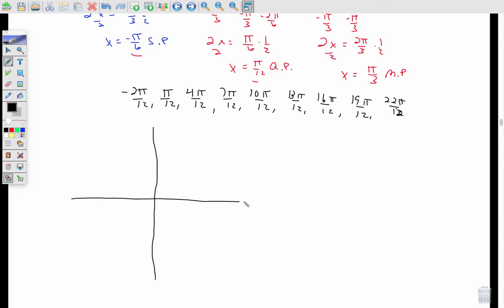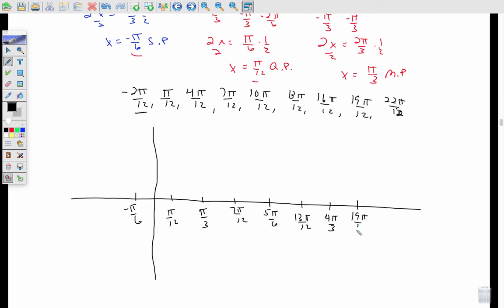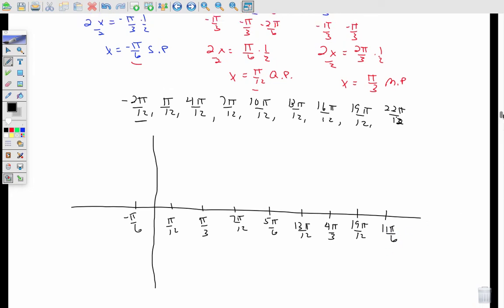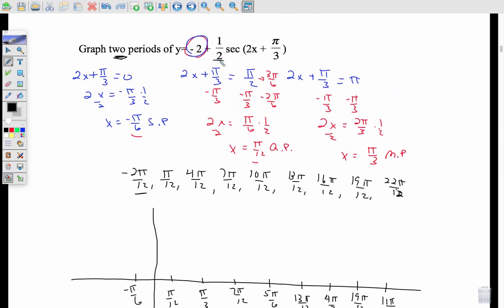So we'll go ahead and graph now. Sketching a graph. Putting our x and y axis out here. Negative pi over 6 is this first term simplified. So then I have pi over 12, 4 pi over 12, which is pi over 3, 7 pi over 12, 10 pi over 12 reduced to 5 pi over 6, 13 pi over 12, 16 pi over 12 will reduce to 4 pi over 3, 19 pi over 12, and 22 pi over 12 will reduce to 11 pi over 6.